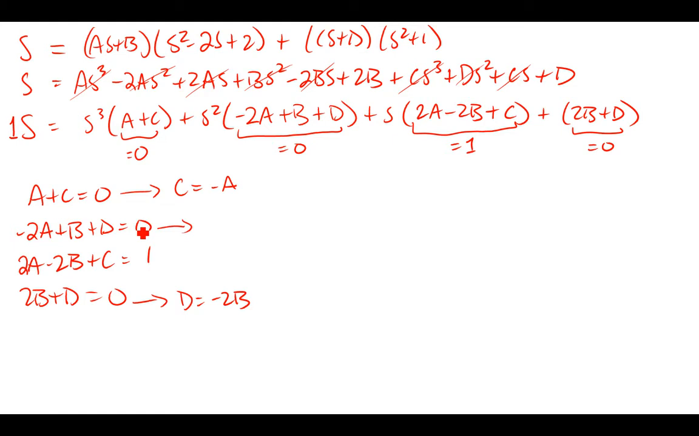So this one I'm going to say, let me rewrite this one as negative 2a plus b. So I only want a's and b's. So instead of d, I'm going to write negative 2b.